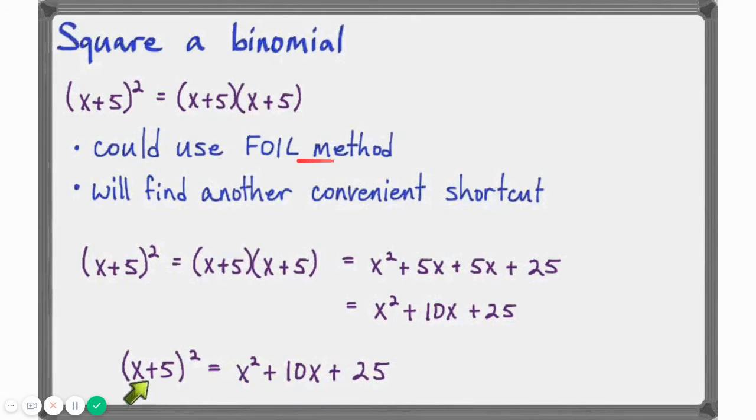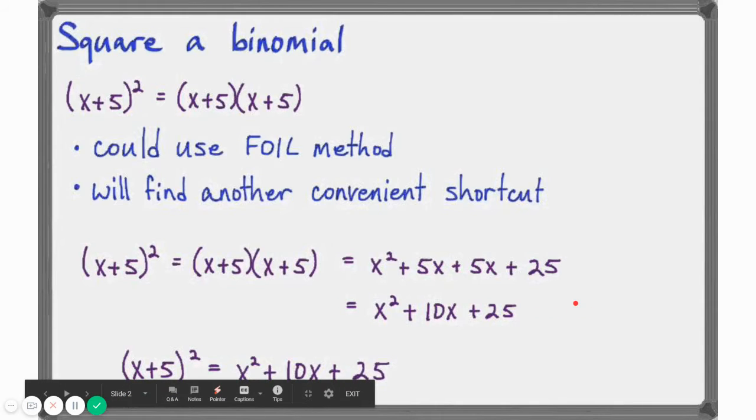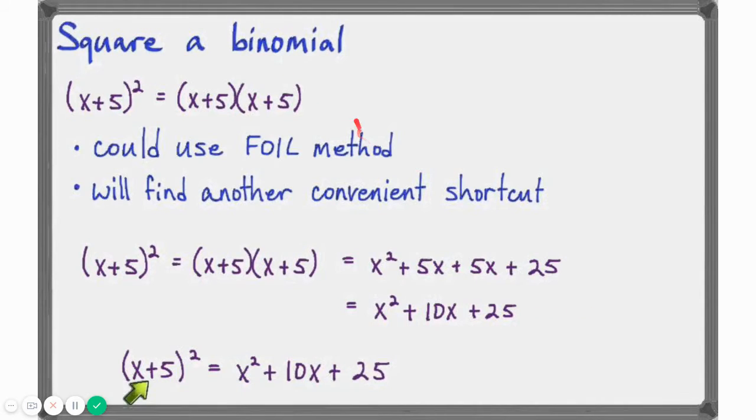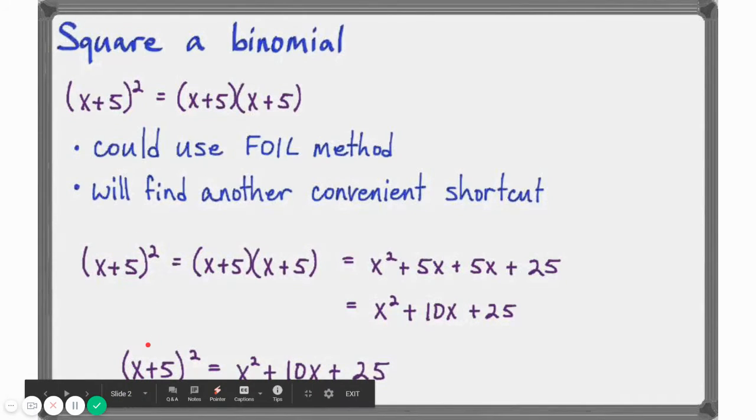And that's using the FOIL method. You would then solve it. You'd go first, it's x squared, outer, it's 5x, inner, it's another 5x, and last would be 5 times 5, which is 25. You gather your like terms, and you would get your answer. And that's using the FOIL method to square this binomial. But there is a faster method where you can go from x plus 5 all squared straight to the answer.